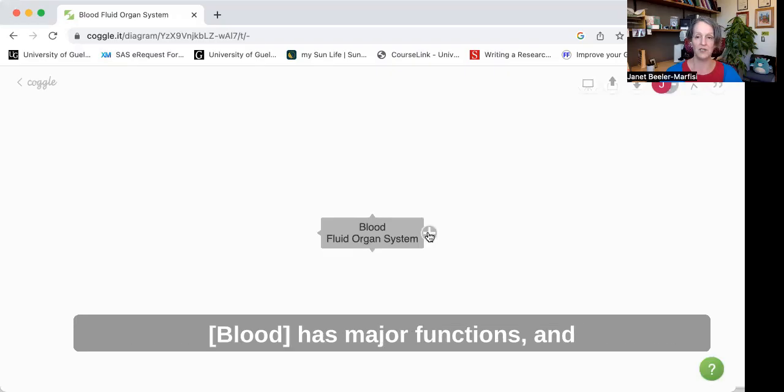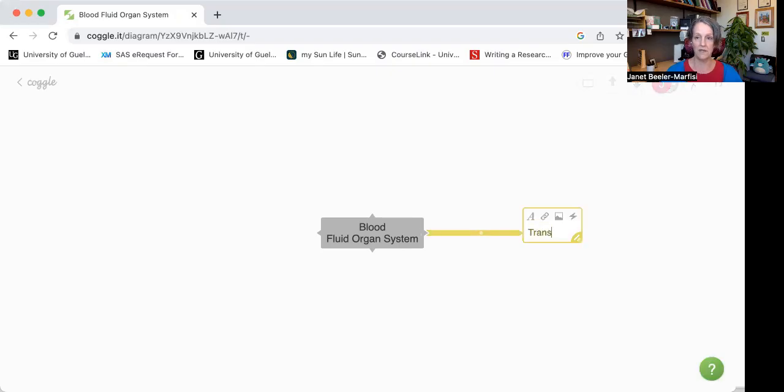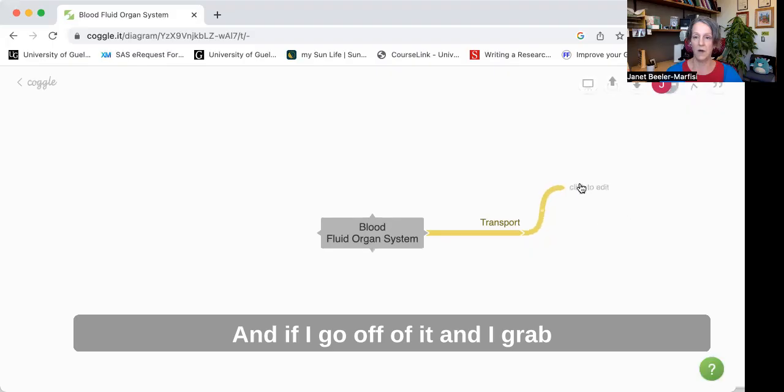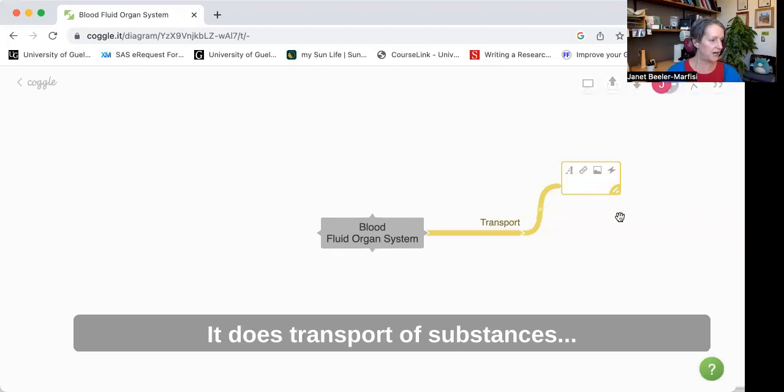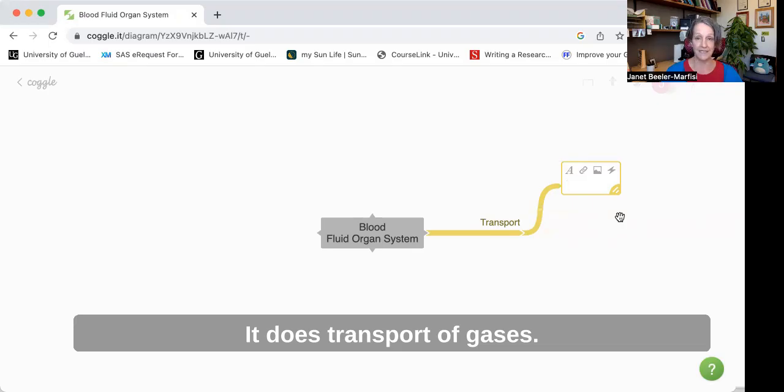So it has major functions. And the first one would be transport. And then if I click this, it will make a bunch of sub branches. And if I go off of it and I grab it, I can make a bunch of sub branches. So it does transport of substances. So it does transport of gases. And those gases would be oxygen. We can write it out. Carbon dioxide.